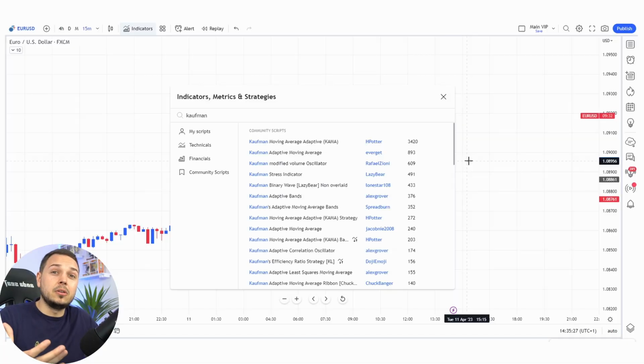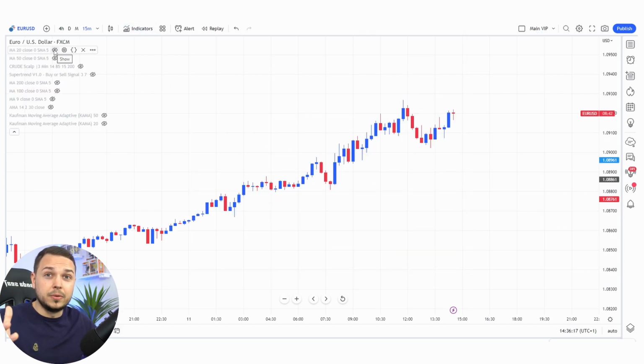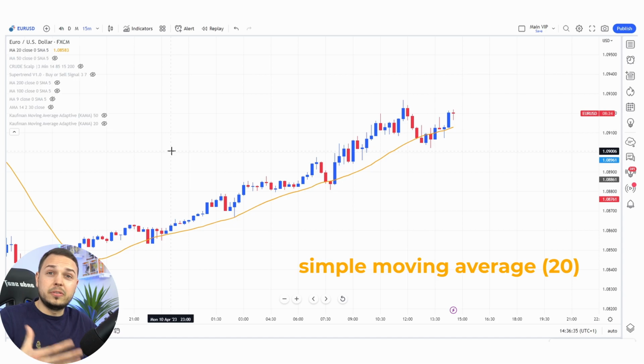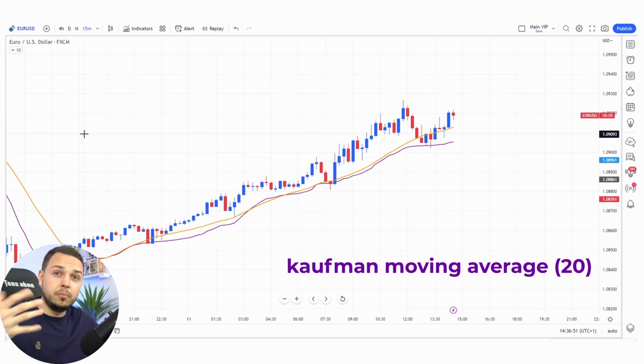Now, the indicator I use is Kaufman Adaptive Moving Average, and the main difference from a regular moving average is that it actually adapts to certain market volatility and conditions. For example, this is the simple moving average that I usually use, and you could still probably pull off a lot of successful trades using it. Now take a look at Kaufman moving average, the same period of 20.